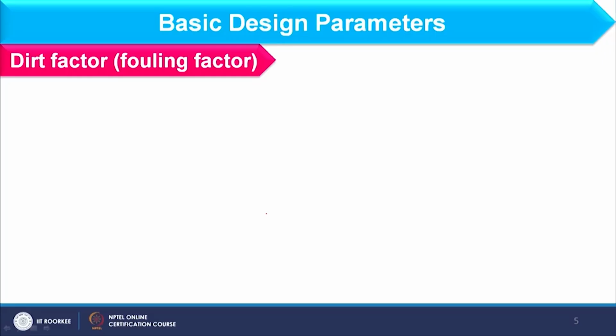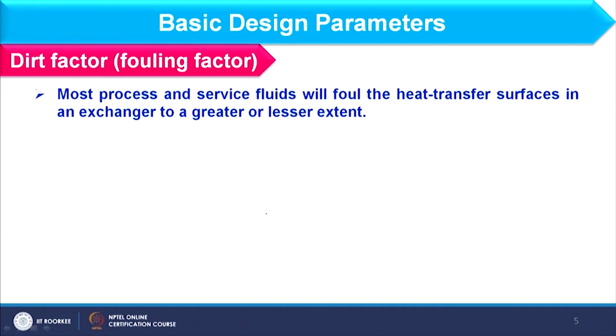Fine. And next we have to decide the dirt factor also, because it has HID and HOD. HID is the dirt coefficient at the inner layer, HOD is the dirt coefficient at the outer layer. So, let us move towards discussion on dirt factor, how we will choose the dirt factor or fouling factor. Most process and service fluids will foul the heat transfer surfaces in an exchanger to a greater or lesser extent.